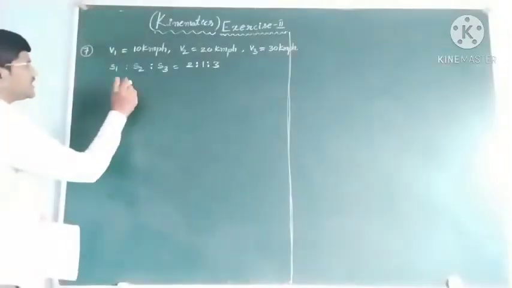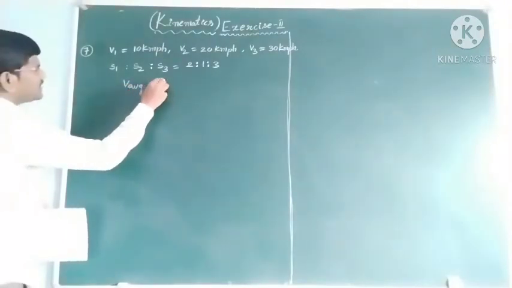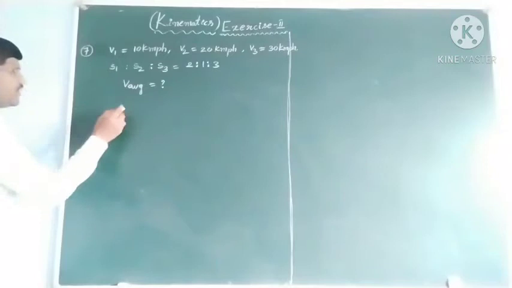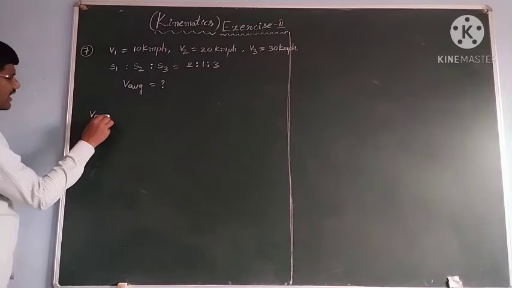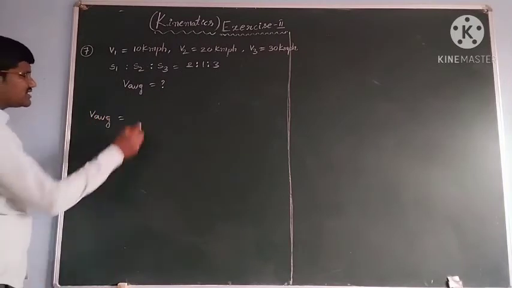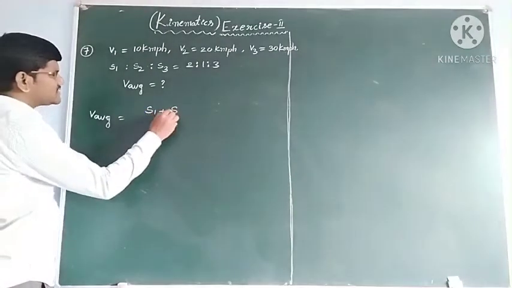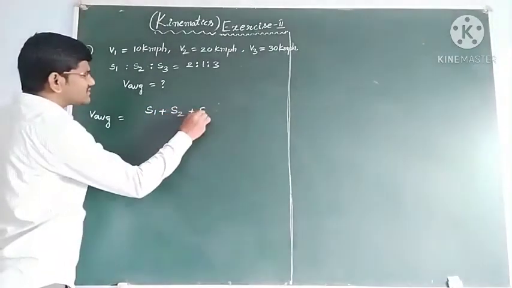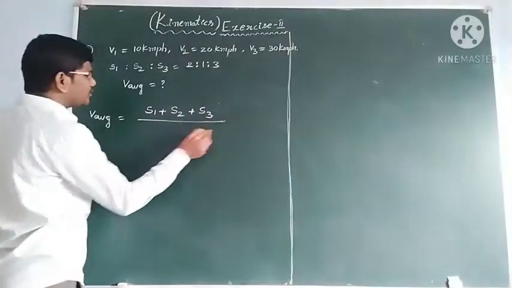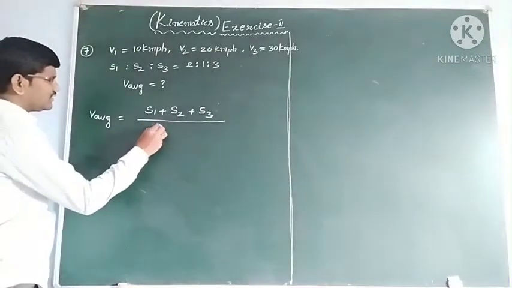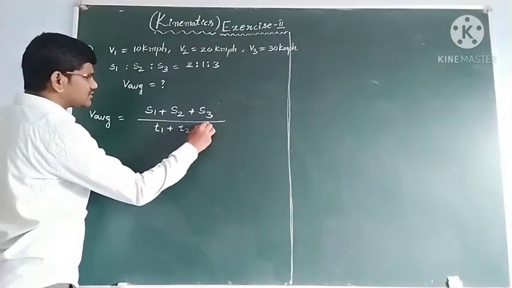So V average is the question mark. Then the average speed formula. What do we have, students? V average is equal to total distance. Total distance means S1 plus S2 plus S3, divided by total time. What will you write? T1 plus T2 plus T3.